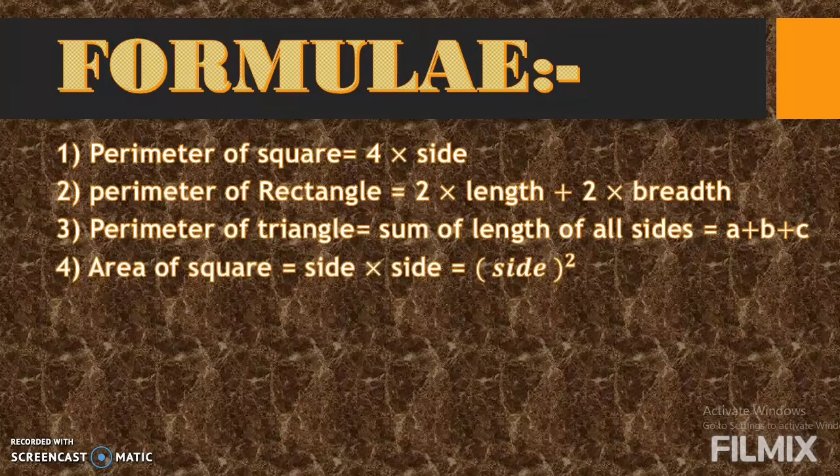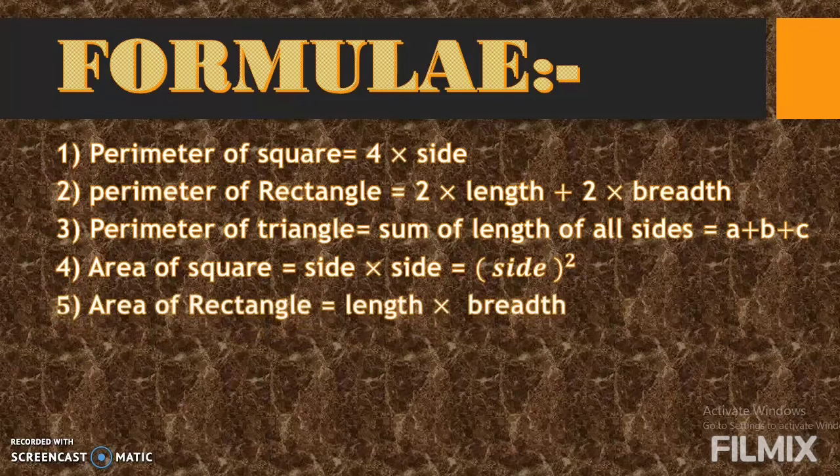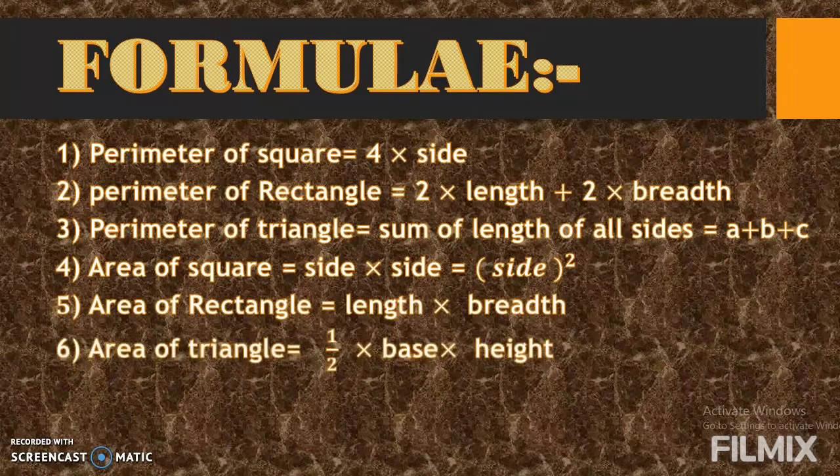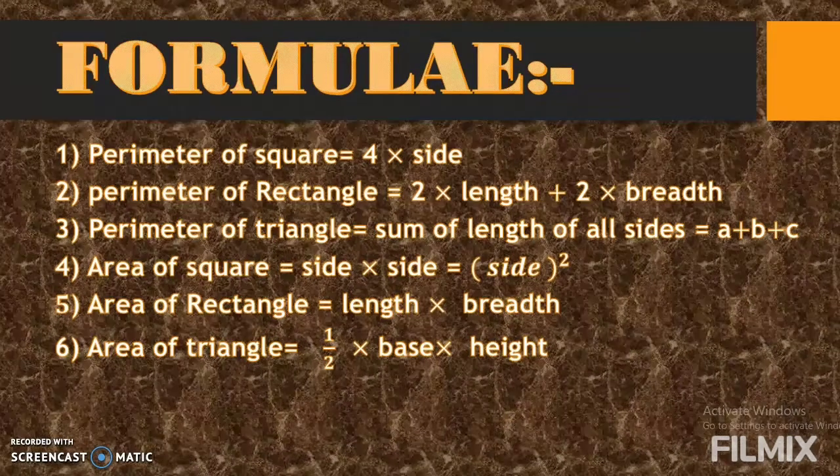Next is area of square is equals to side into side, which we will write as square of side. Next, area of rectangle is equals to length into breadth. Next, area of triangle is equals to half into base into height. For perimeter, we are using units as centimeter or meters, whereas for area, we are using units like square centimeter and square meter. Now, let's begin the sums based on all these formulas.